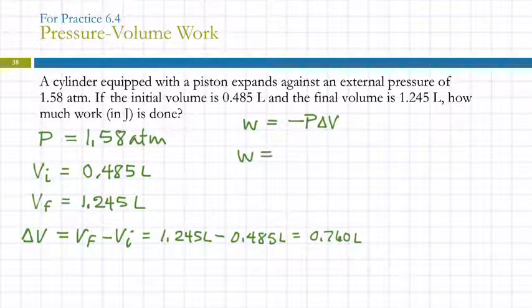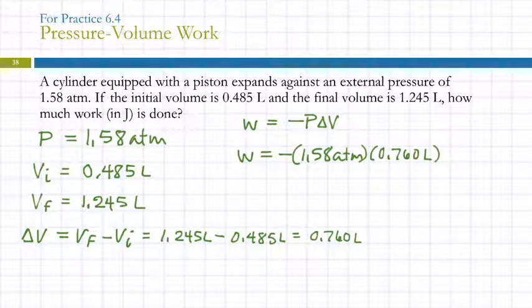So we're looking for work. Work equals negative pressure, 1.58 atmospheres, times the change in volume, 0.760 liters. Okay, so the result there, my calculator is showing me negative 1.2008. And the units would be atmosphere liters or liter atmospheres. We usually say liter atmospheres.